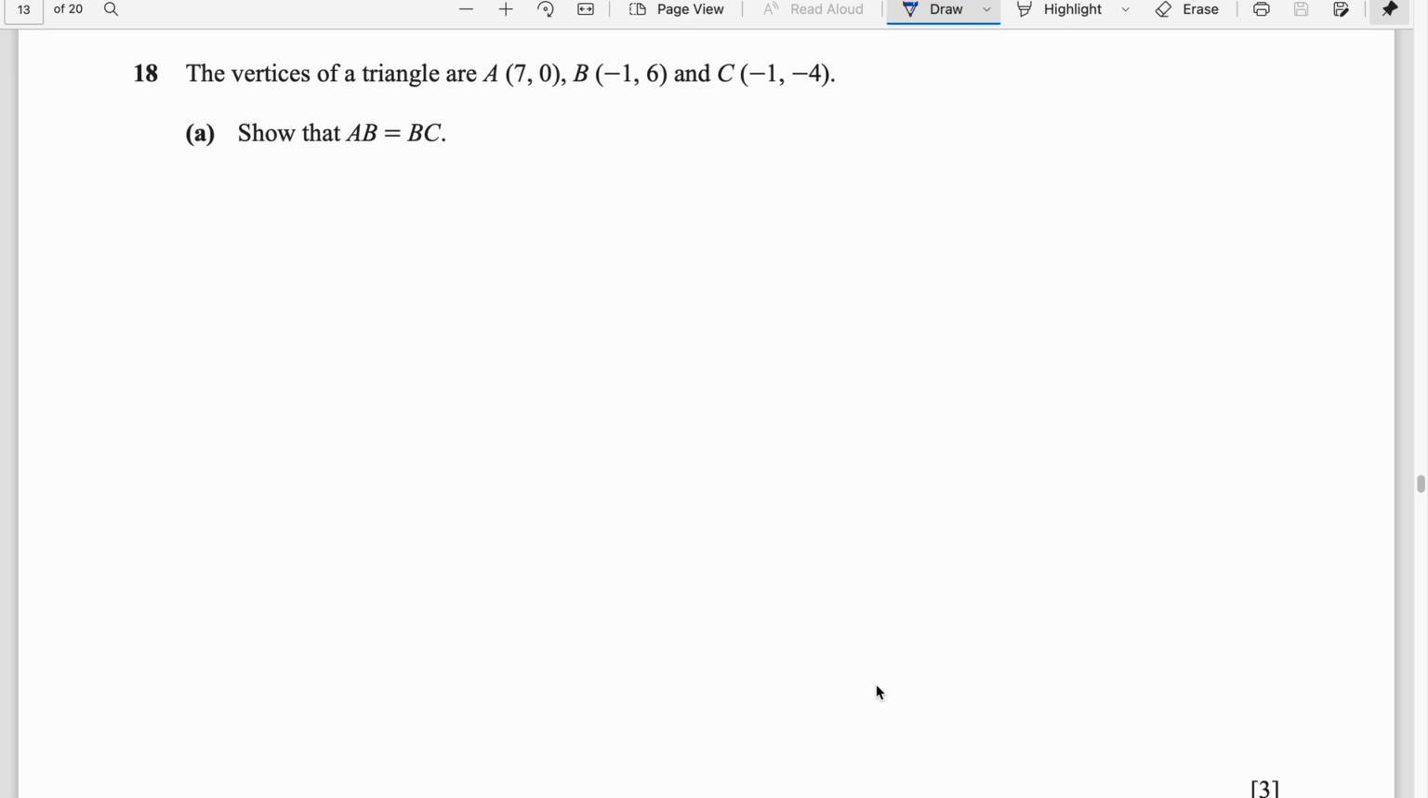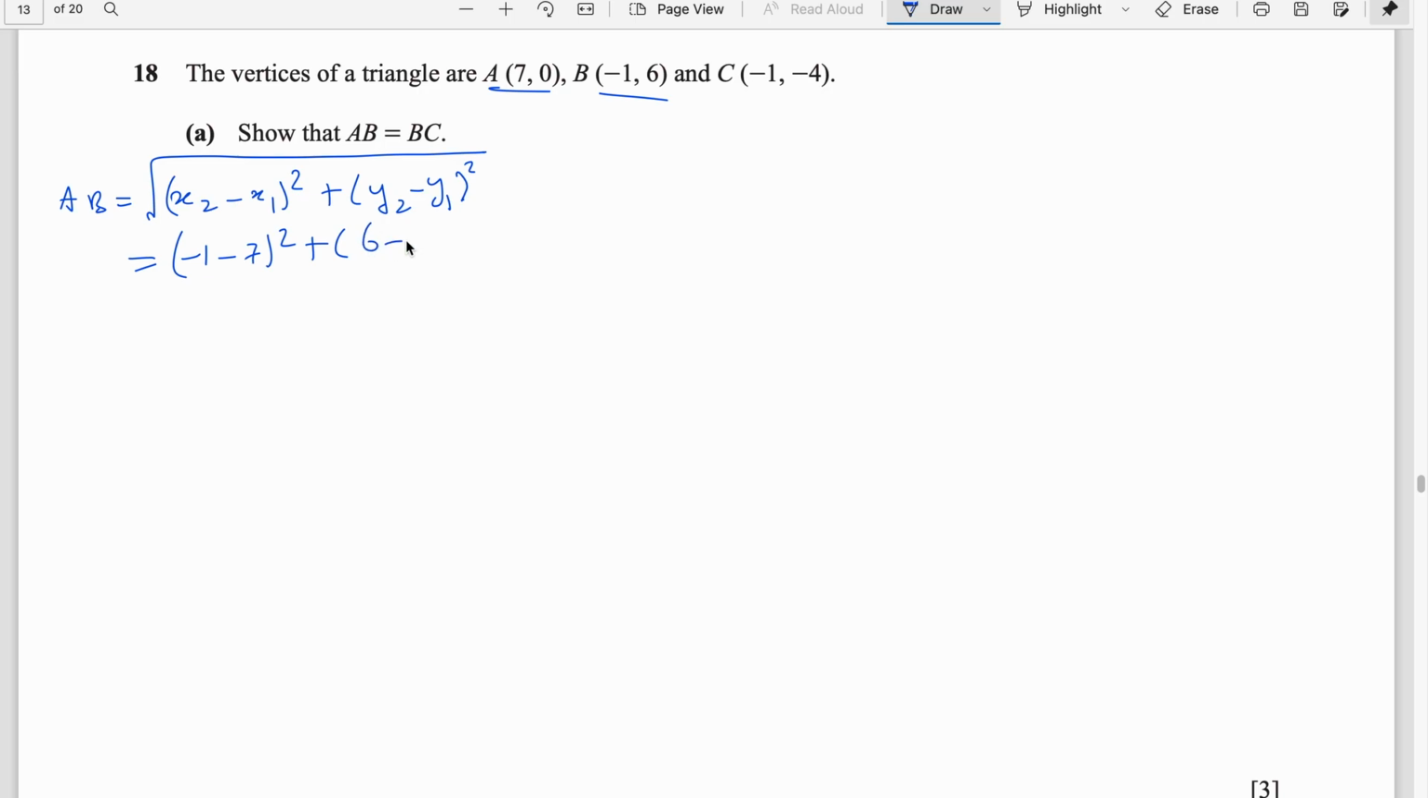Question number 18. The vertices of a triangle are given, A, B and C. Show that AB is equal to BC. So find the length of AB. Square root of X2 minus X1 whole squared plus Y2 minus Y1 whole squared. So AB: X2 minus X1, Y2 minus Y1. This is minus 8 squared is 64, 6 squared is 36, and that is square root 100 equals 10.